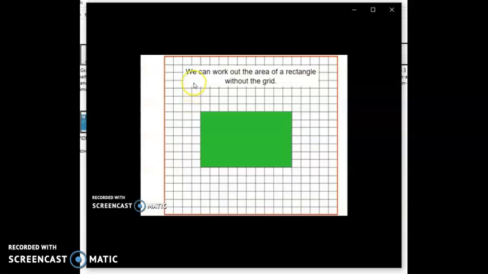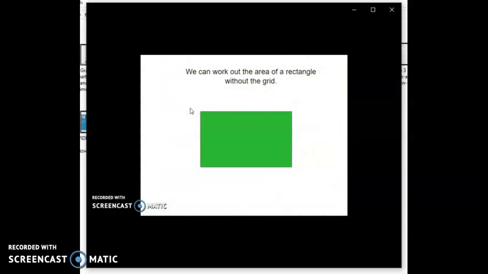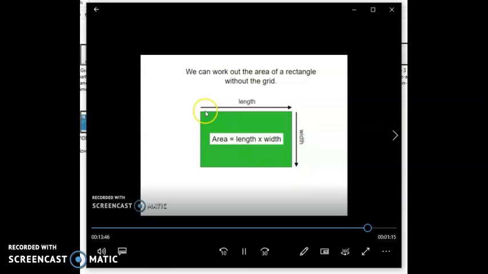Now here they said we can work out the area of a rectangle without the grid also. If there is no grid, then how can we measure the area? What I can do is find the length of the side. Then I have to find the width of the side. After that we have to multiply. Okay?